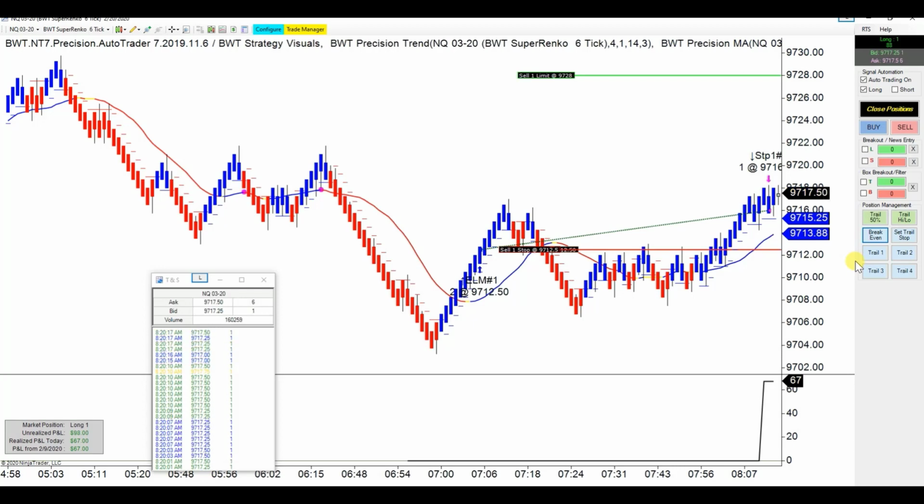He'll be ready for that with a Super Renko 6. If I am wrong, that's fine. If prices go above 97.15, then he'll be waiting for a retracement down to 97.15 and then take a long from there. So I wish him all the best.